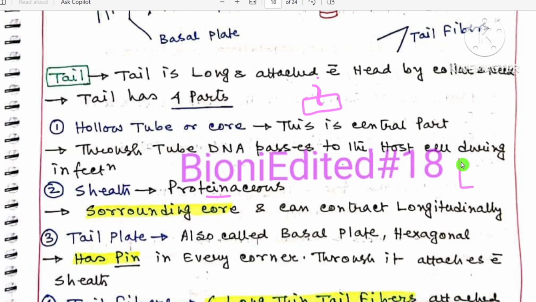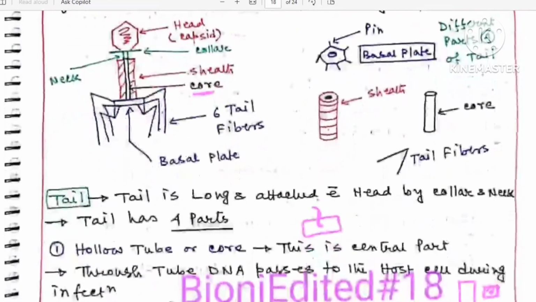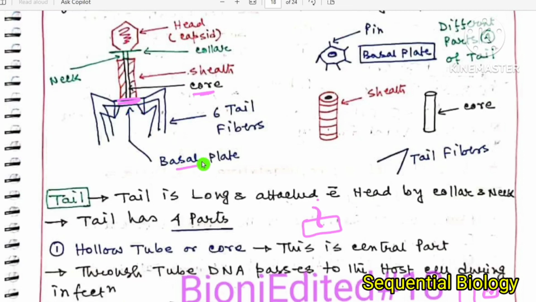Suppose this is a tail, and when this bacteriophage attacks any bacteria, it contracts its tail. Contract means the tail becomes short. So this is actually the contraction. And the tail plate, also called the basal plate, can be seen in the tail. This is the tail plate, and this tail plate is also known as the basal plate.